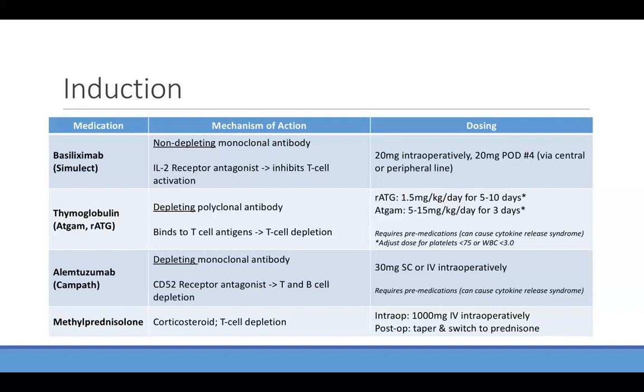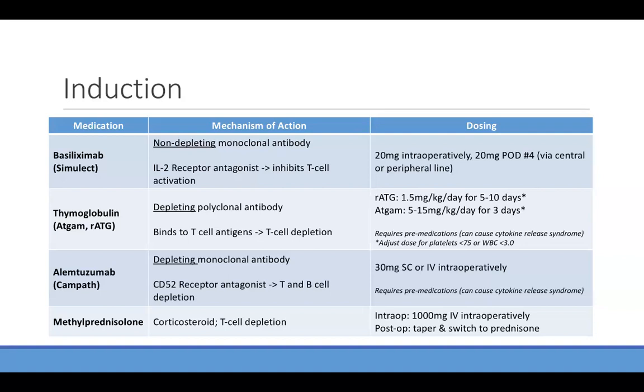Starting with basiliximab, it's a non-depleting monoclonal antibody. It's an IL-2 receptor antagonist, which inhibits T cell activation. The reason this is important, and I've highlighted that it's non-depleting, is that it doesn't have as many infectious complications, because it's not total lymphocyte depleting like thymoglobulin is. But it's also not as potent as thymoglobulin to prevent rejection. It is dosed at 20 milligrams given intraoperatively on post-op day 0, so at the time of transplant, and then a second dose on post-op day 4. This can be given via central or peripheral line.